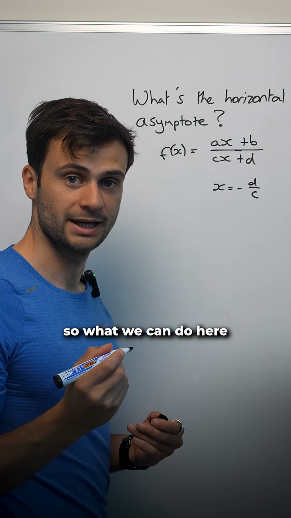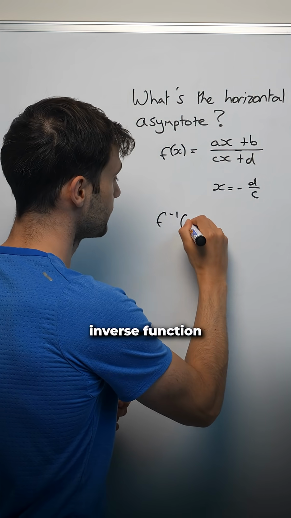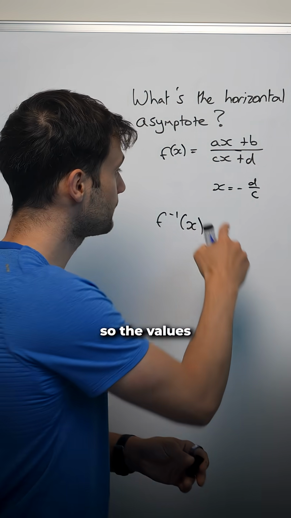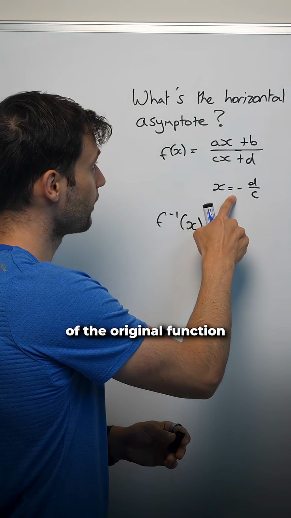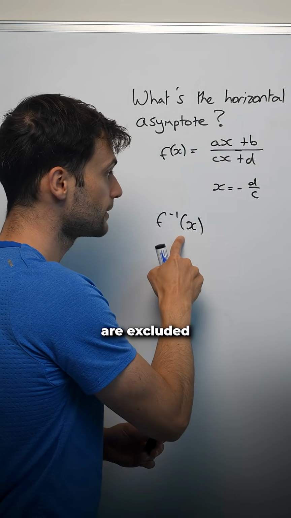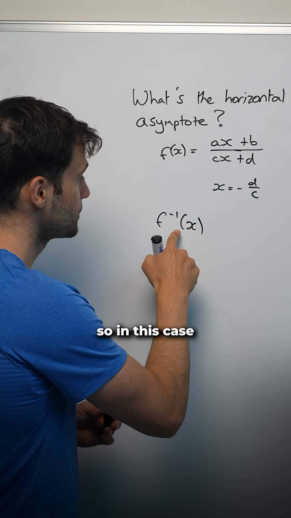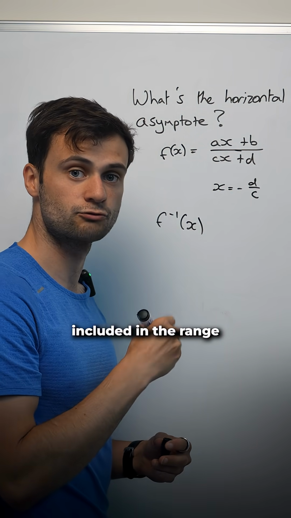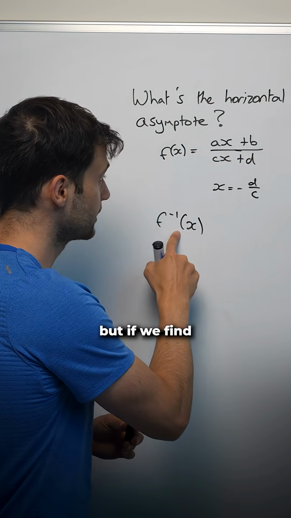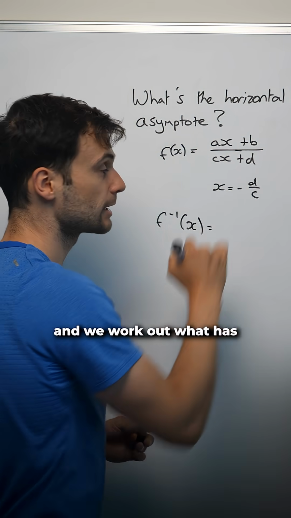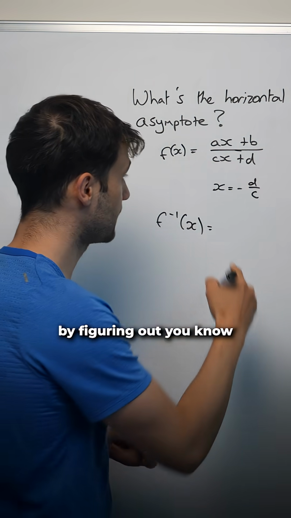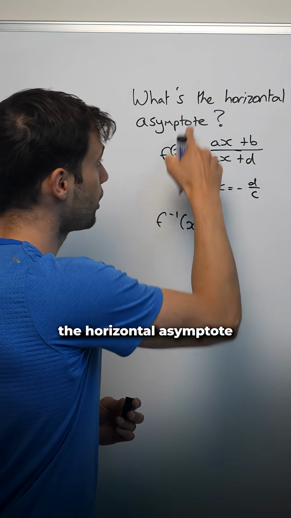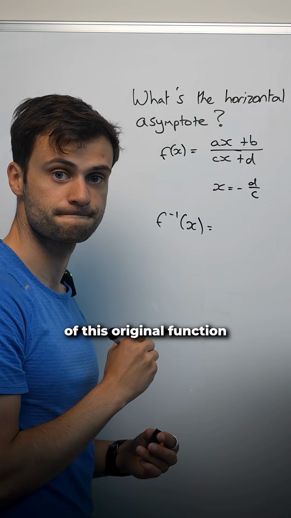So what we can do here, because when we find the inverse function, the domain and the range essentially swap. So the values that are excluded from the domain of the original function are excluded from the range of our inverse function. So in this case, x equals minus d over c could not be included in the range of the inverse. But if we find our inverse function, and we work out what has to be excluded from the domain by figuring out what makes the denominator 0, that's going to be the horizontal asymptote of this original function. So we can go ahead and do that.